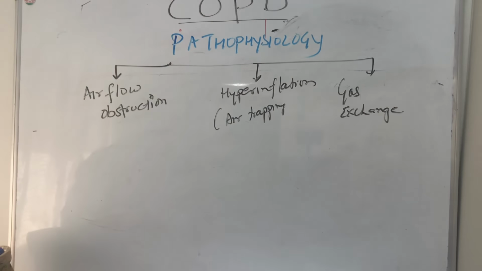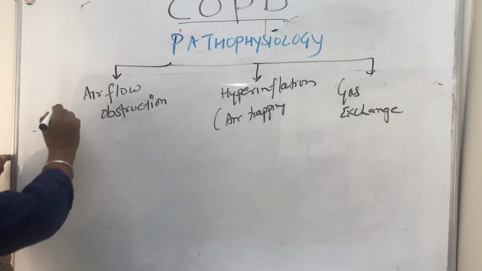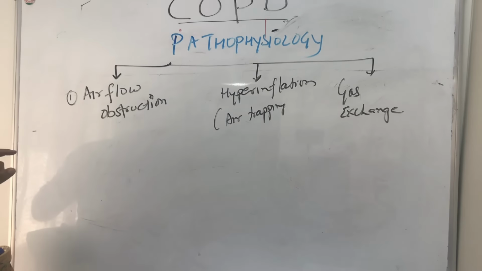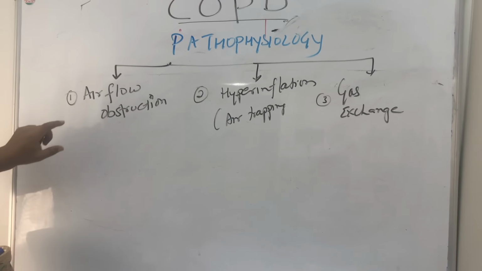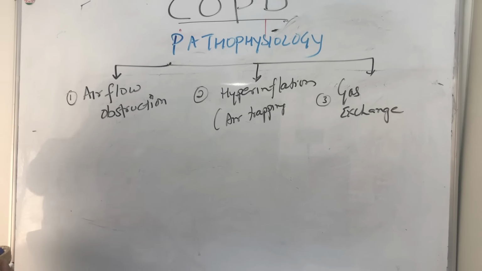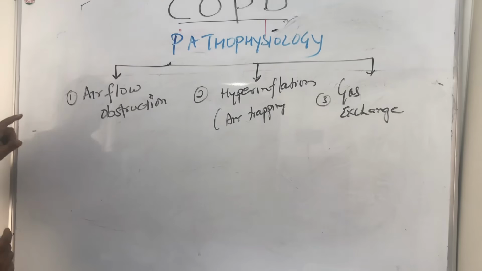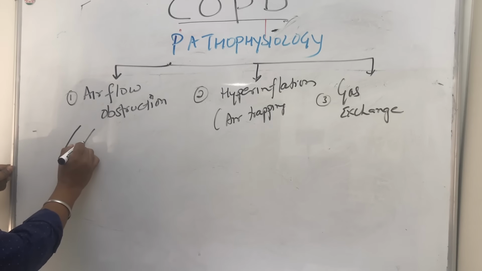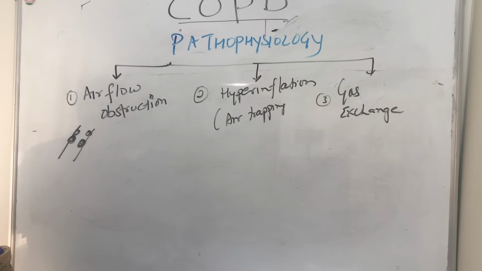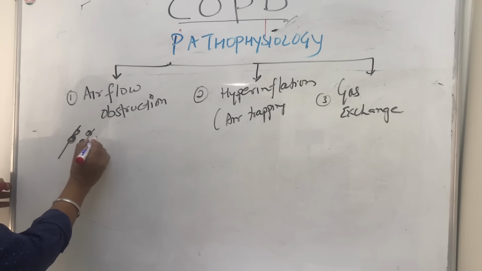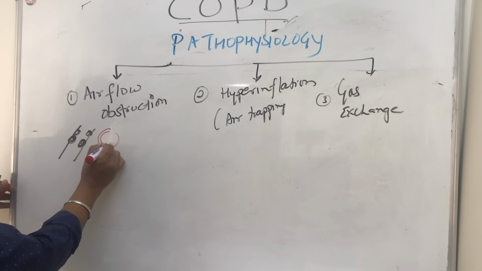So when you write pathophysiology of COPD, you write in 3 headings. The first thing is airflow obstruction. Second is hyperinflation. Third is gas exchange. As we already discussed in pathogenesis and pathology, what happens there is airflow obstruction. In bronchitis there is lots of mucus, so there is defective mucociliary clearance, and as a result the lumen is narrowed, causing airflow obstruction.